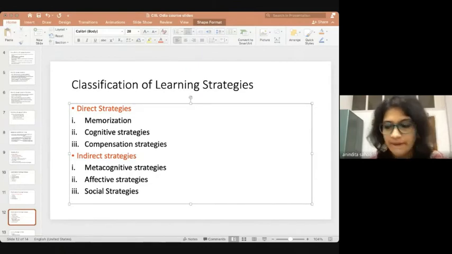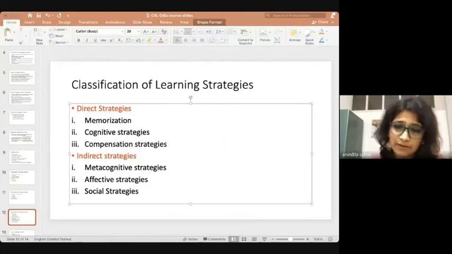You have to make sure they are emotionally stable, they are encouraging enough, like you are encouraging enough as a teacher, and you are also helping them to lower their anxiety. So if you keep these three things in check, then the language learning process is going to be smoother.